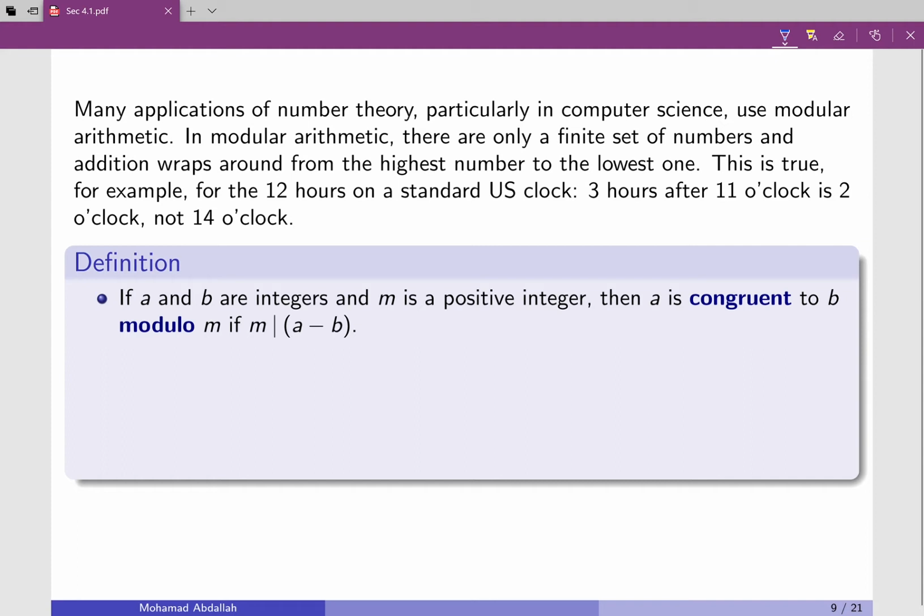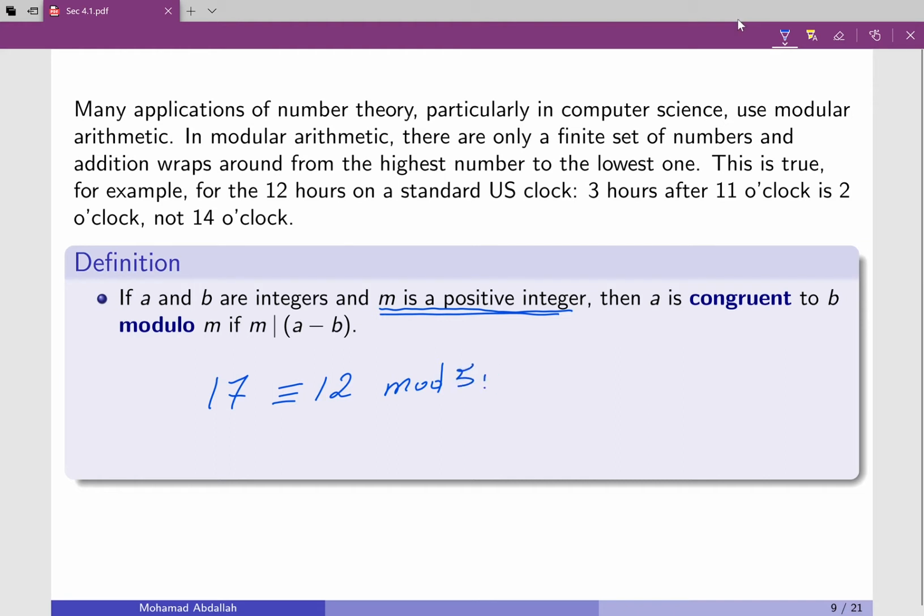If a and b are integers, and integers can be both positive, can be negative, doesn't matter, but here I want m to be a positive integer. Okay, then I say that a is congruent to b modulo m if m divides the difference of these two numbers, if m divides a minus b. Okay, for example, I can say that 17 is congruent to 12 mod m, mod 5.